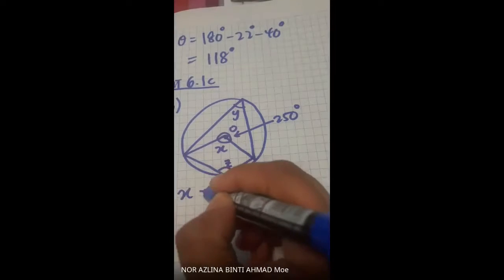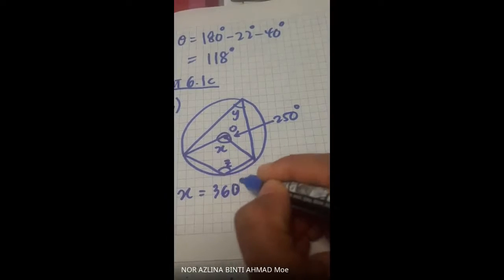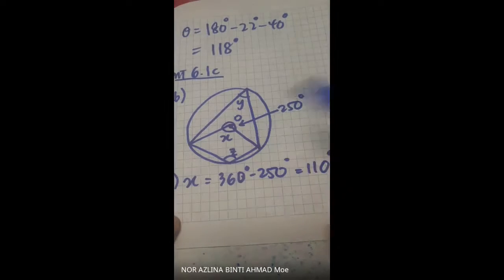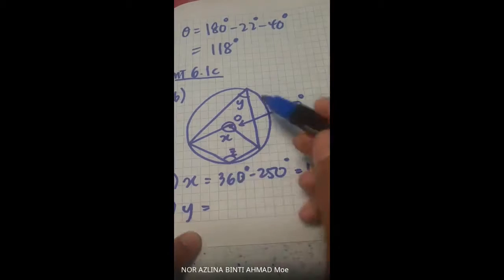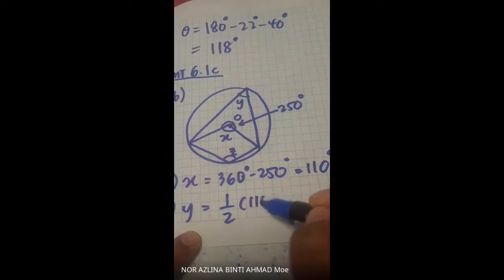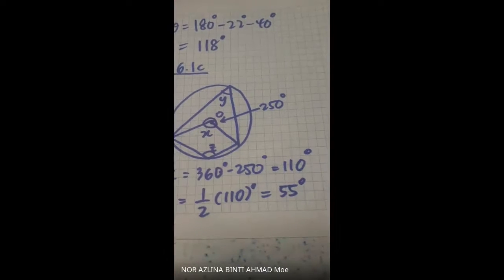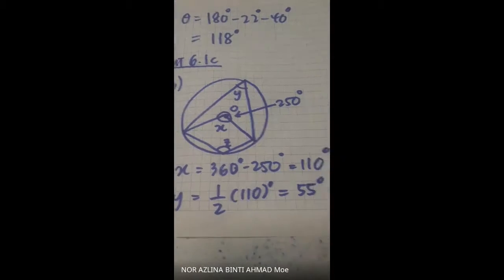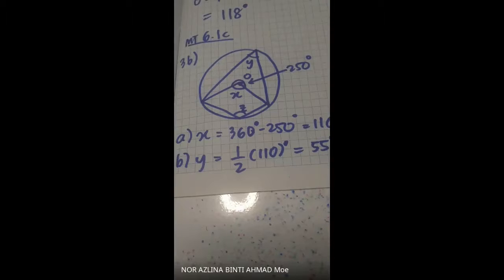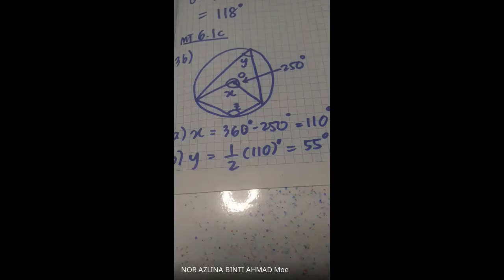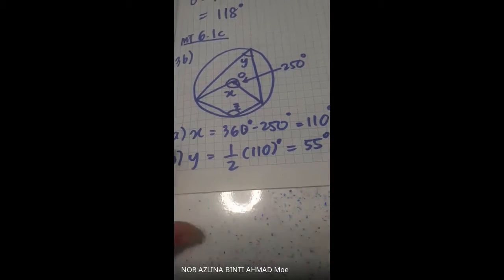Get Y. What is the value of X? X is 360 minus 250, so this is 110. Okay, Y. Y, this is rocket. Y is half from X. So one over two multiply 110. So the answer is 55 degrees. Okay. Boleh, Yinki? Y and X is rocket. Okay, Yinki? Oh, ayuh. 6.1D, 3B. Sekejap, eh.